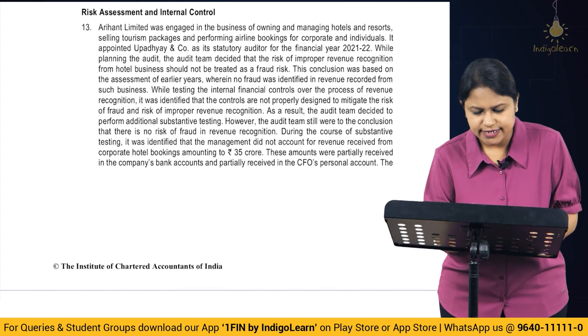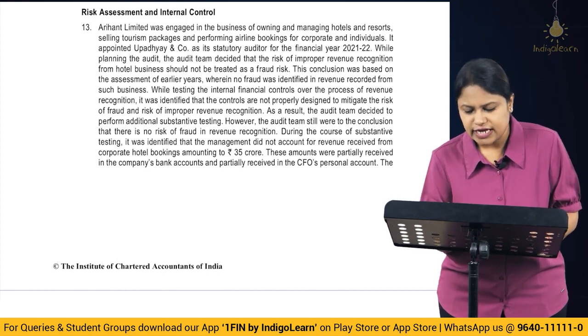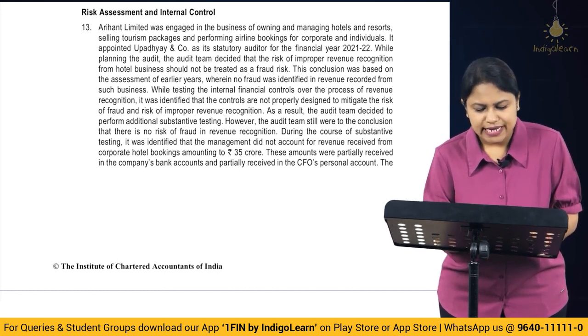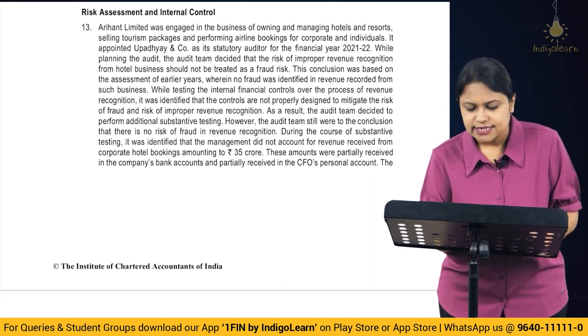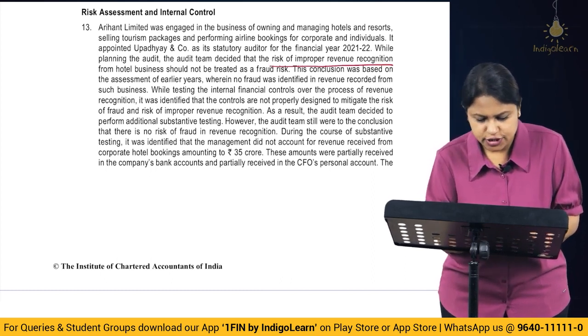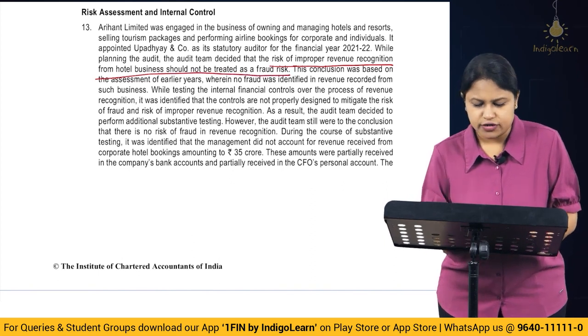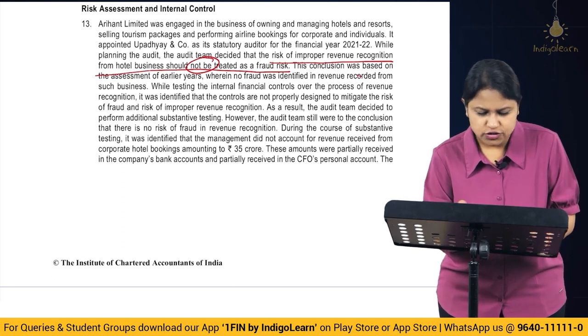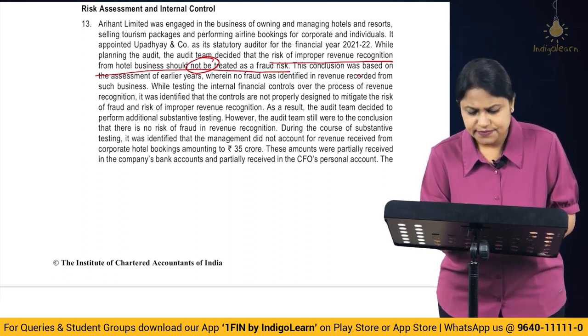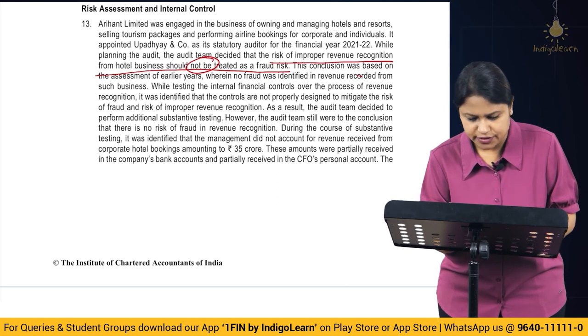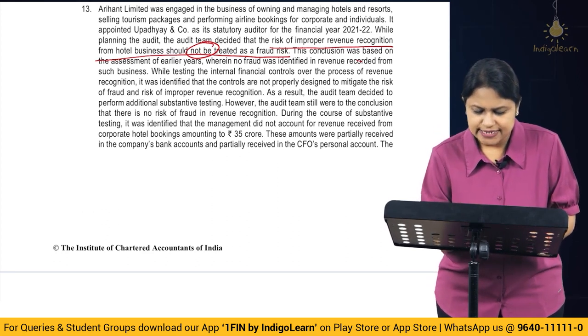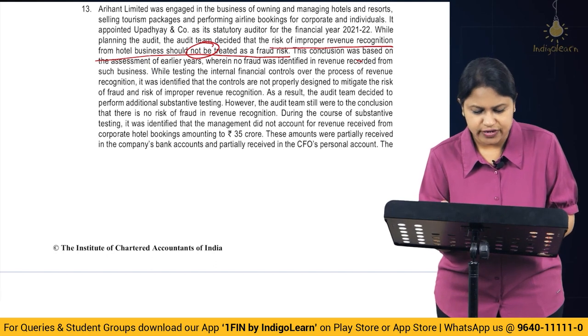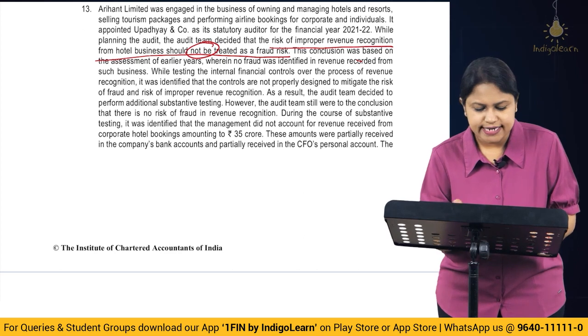It appointed Upadhyay and Company as a statutory auditor for the financial year 21-22. While planning the audit, the team decided that the risk of improper revenue recognition from the hotel business should not be treated as fraud risk. This conclusion was based on the assessment of the earlier years, wherein no fraud was identified in the revenue recorded from such business. While testing the internal financial controls over the process of revenue recognition, it was identified that the controls are not properly designed to mitigate the risk of fraud and risk of improper revenue recognition.